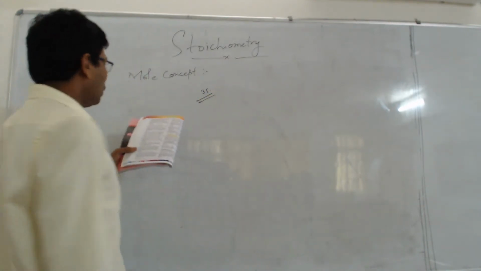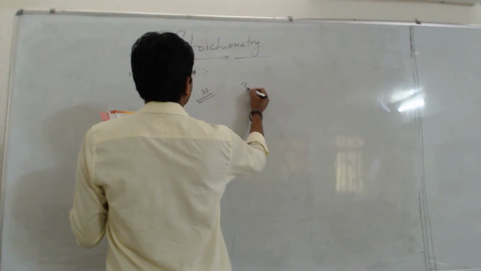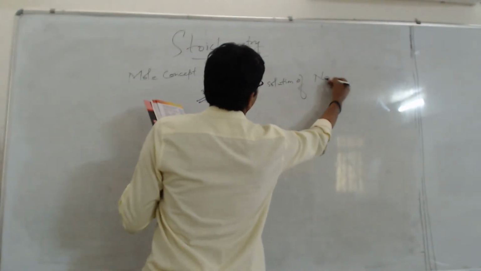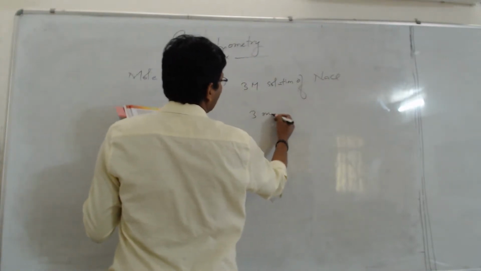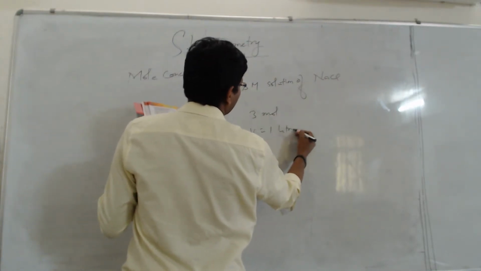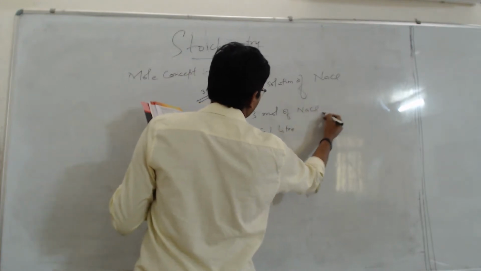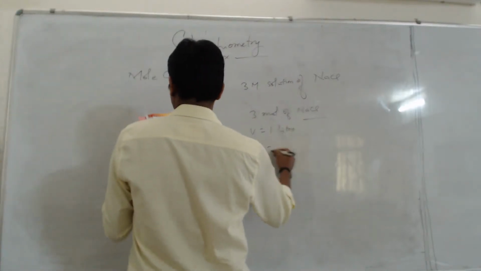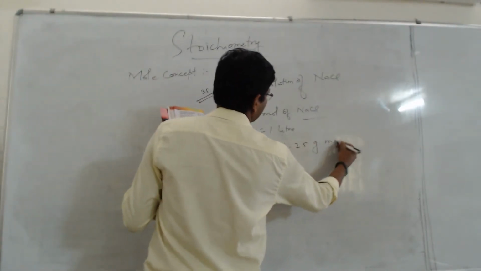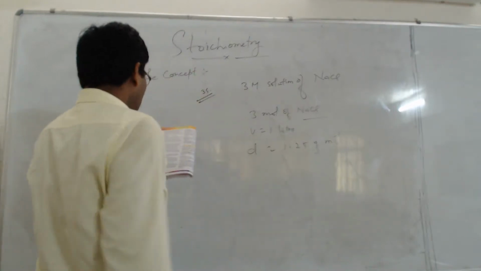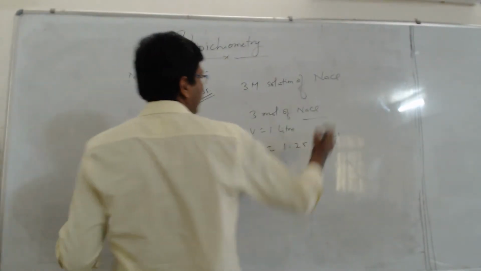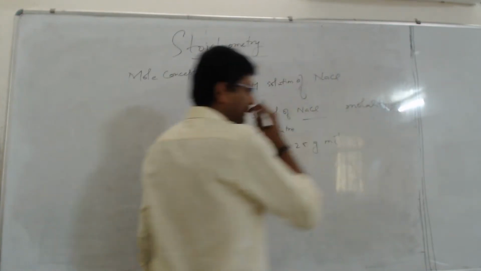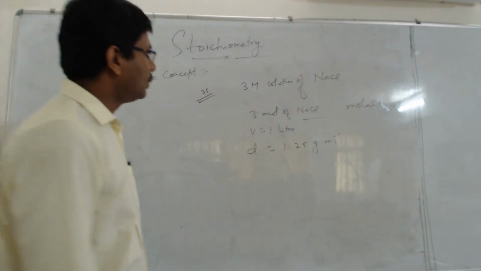The density of 3 molar solution of NaCl. 3 molar means number of moles is 3 mole and volume is 1 liter. So 3 moles of NaCl is dissolved in 1 liter, so we get a 3 molar solution. And the density is given. Density is 1.25 gram per ml. So what is the molality? We have to find molality. For molality we need the mass of solvent.